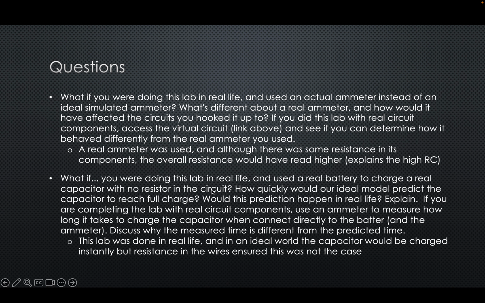And what if I was doing this lab in real life and used a real battery? Again, I did that, and in an ideal world, the capacitor charged instantly, but due to internal resistance of the wires, this was not the case.